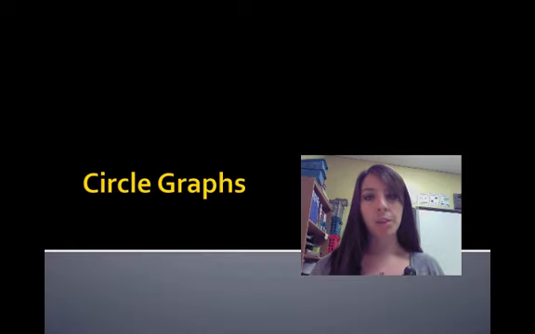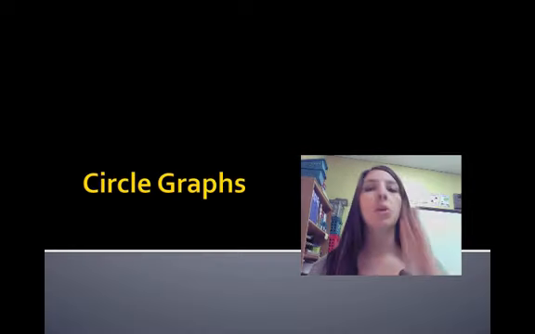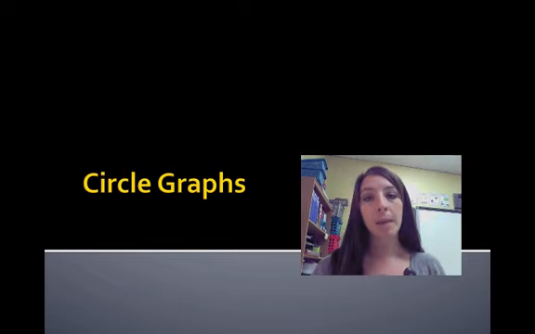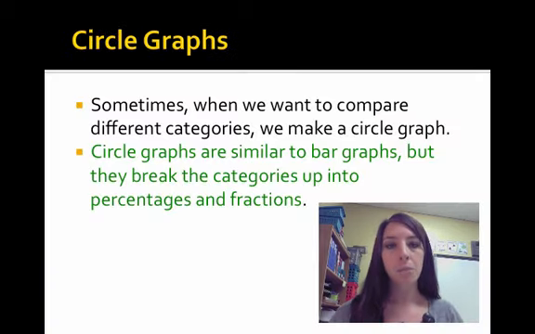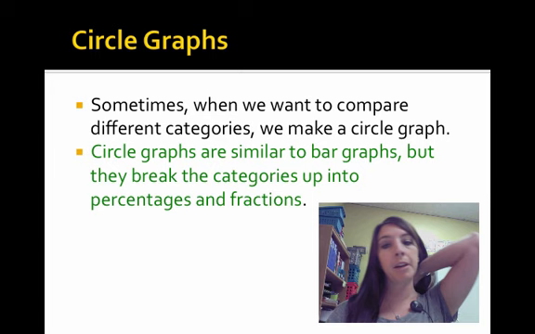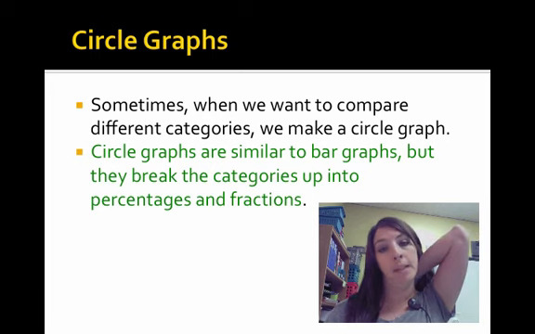Okay, so we're going to talk about circle graphs really quick too. You might hear circle graphs referred to sometimes as pie charts. Either way is fine, just understand that circle graphs and bar graphs are used to represent kind of the same thing. Alright, so circle graphs on your left, the green writing only on the right of your Cornell notes. Sometimes when we want to compare different categories, we make a circle graph instead of a bar graph.